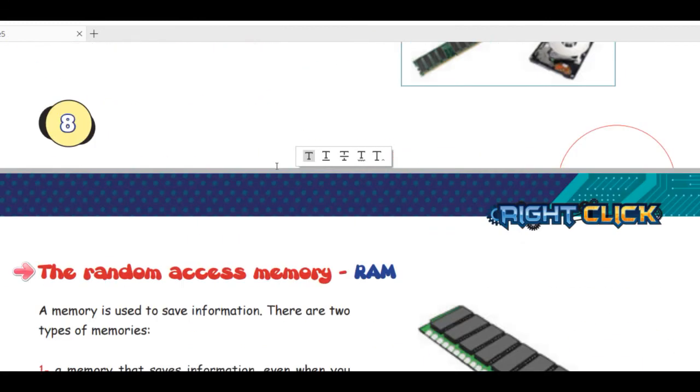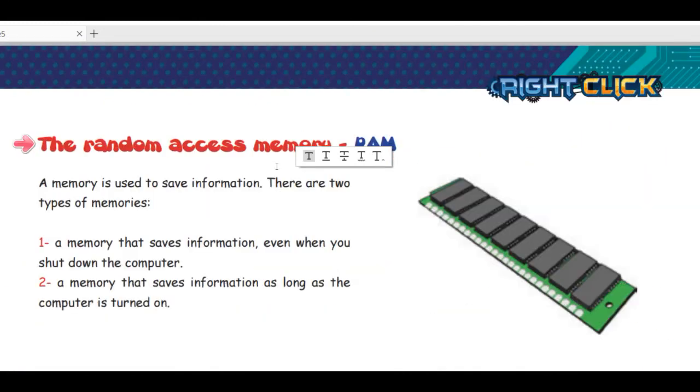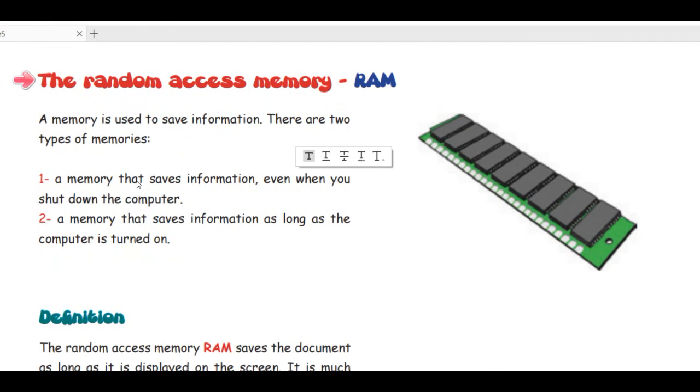After that, you will pass to the second page, where we'll explain what a RAM, the random access memory, is. It is used to save information, and there are two types of memories: a memory that saves information even when the computer is off, so here we are talking about the hard disk, and the RAM.